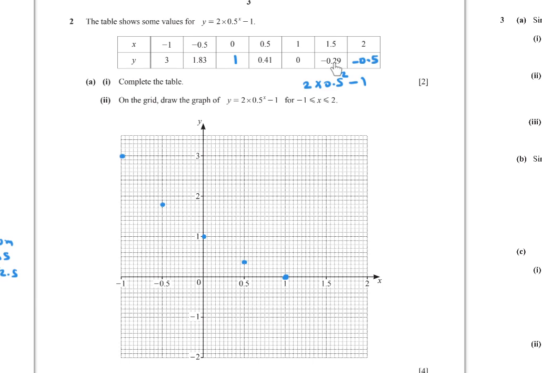1.5, negative 0.29. You can round to negative 0.3. So 1.5 and negative 0.3. Then 2 and negative 0.5. Now join the points with a smooth curve.